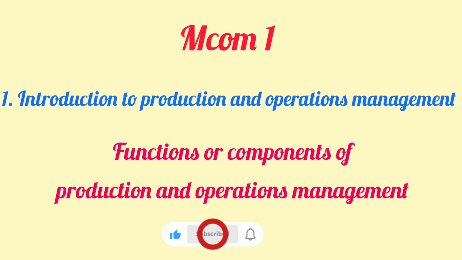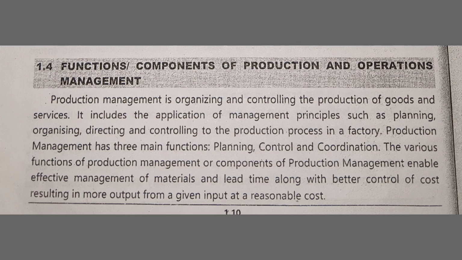MCom 1. Today we'll see the functions or components of production and operation management. Production management is organizing and controlling the production of goods and services. It includes the application of management principles such as planning, organizing, directing, and controlling the production process in a factory.